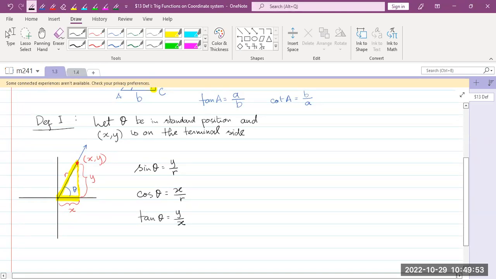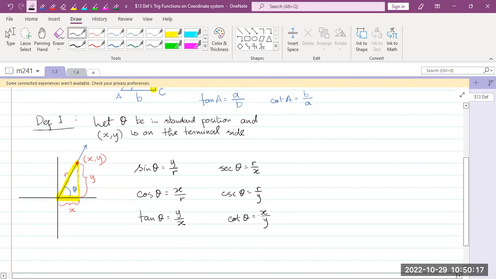That's for the primary trig functions. For the secondary ones, similarly, secant theta is r over x. Cosecant theta is r over y, the reciprocal of sine. And cotangent theta is x over y.